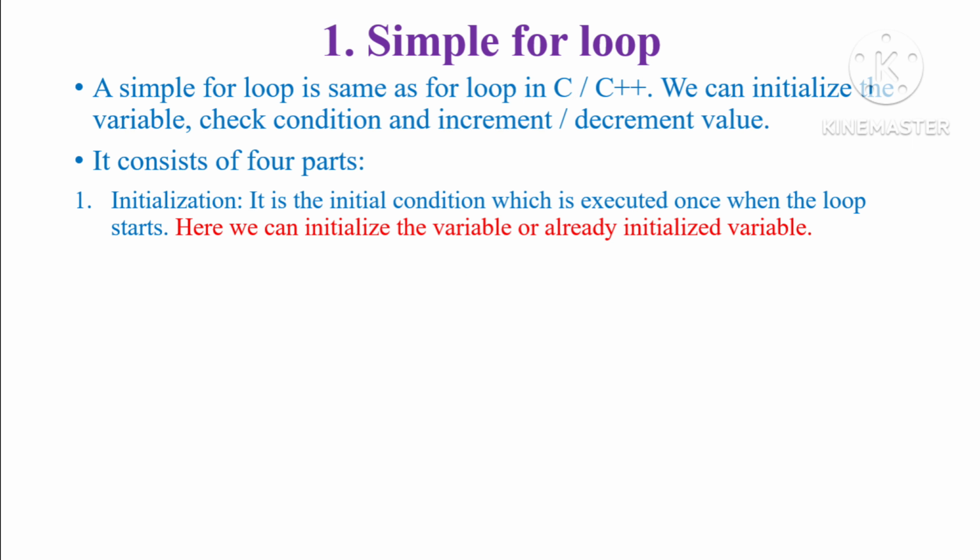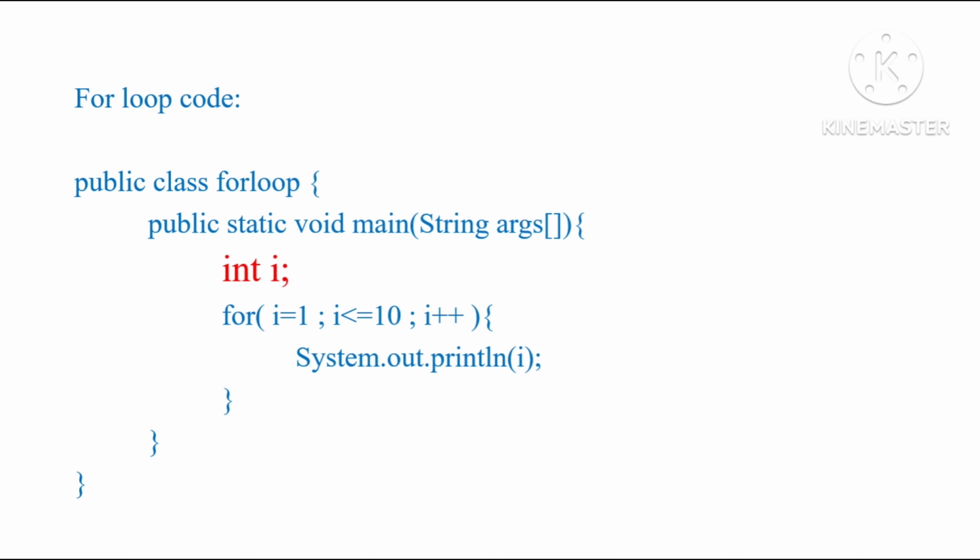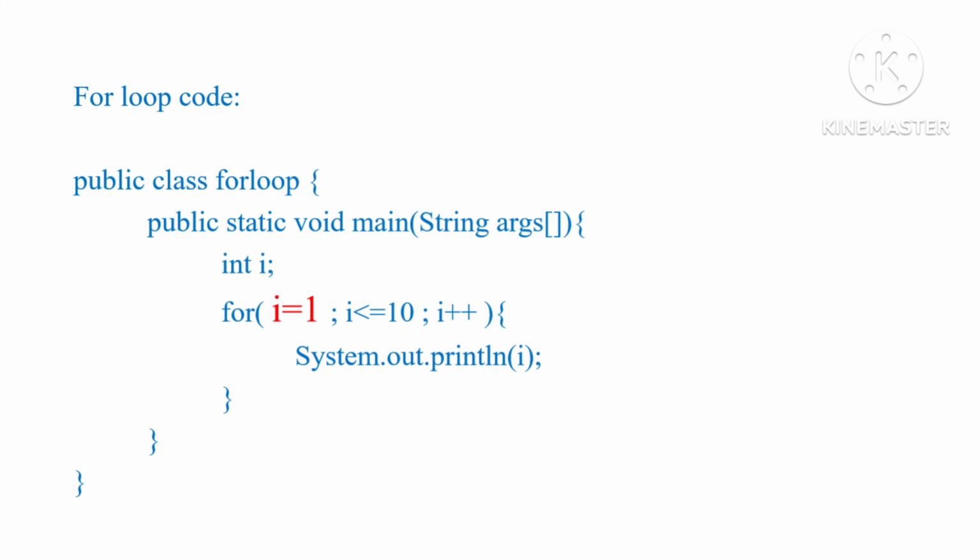Here we initialize the variable or use an already initialized variable. Initializing the variable means we declare the data type of the variable in the for loop itself, and already initialized variable means we declare the data type of the variable outside the for loop and only give a value to that variable in the for loop.